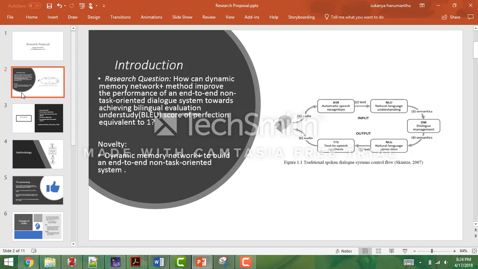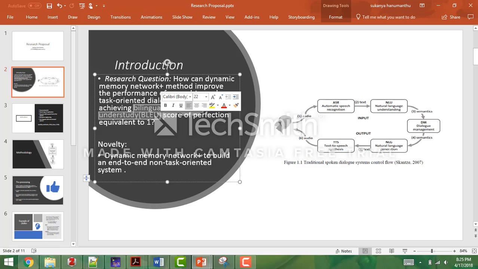So, I'm actually doing it on conversational dialogue systems, and my research question is how can the dynamic memory network plus method improve the performance of an end-to-end non-task oriented dialogue system towards achieving a bilingual evaluation understudy score equivalent to 1. This bilingual evaluation understudy is something that is used to measure how the conversational data input and the output are correlated.